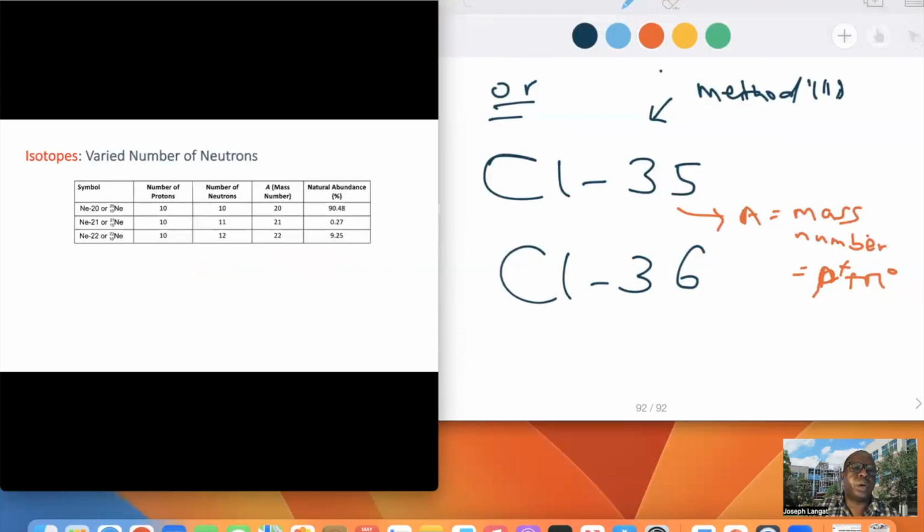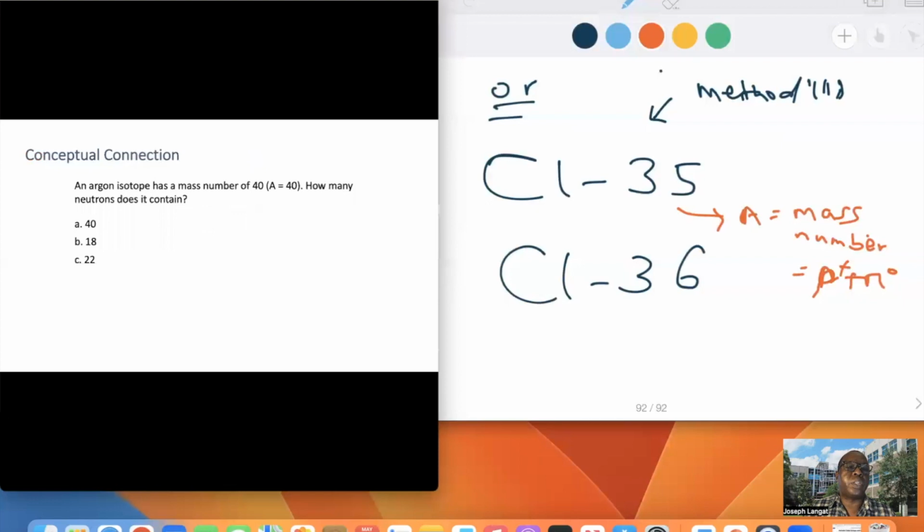Okay. Here, we're calculating subatomic particles and percent natural abundance for neon. We call these neon-20, neon-21, and neon-22. Look at the number of protons and number of electrons: the number of protons is constant, but what is changing is the number of neutrons, which affects the mass number.